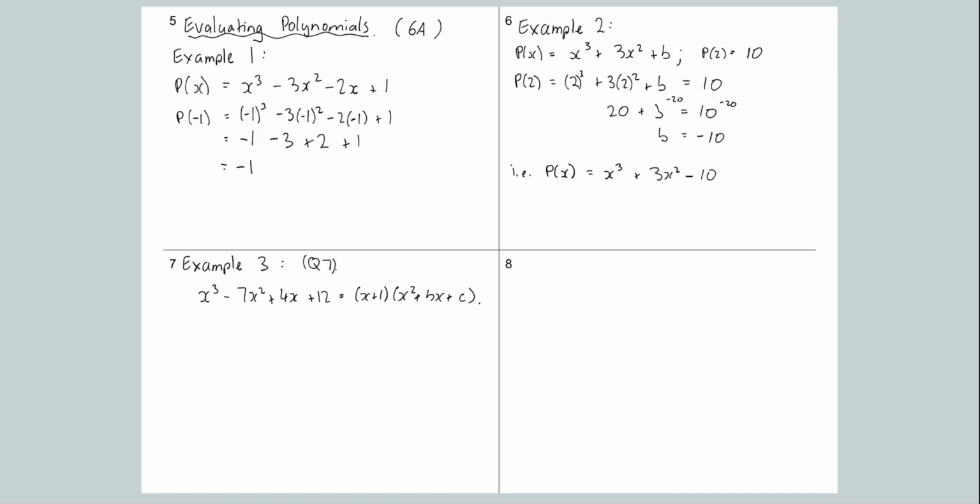Example 3. This is from question 7 in the textbook. It's not too uncommon to have this kind of problem where you've got a polynomial on one side and a polynomial on the other one, but this one is partially factorized. And what we need to do is we need to find out what b and c is. And if you remember back to the last video, we said 2 polynomials are equivalent if the corresponding coefficients are the same.